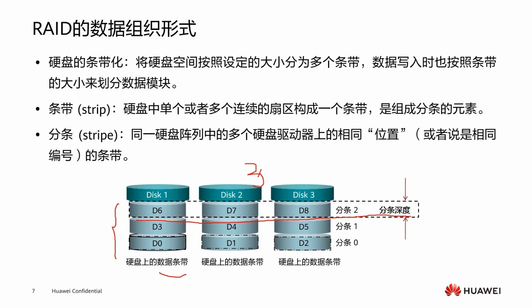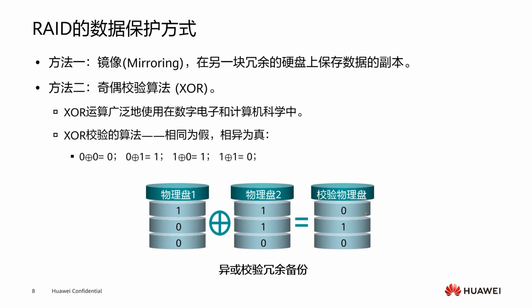RAID technology usually has 2 different ways to protect data. One way is to save a copy of the data on another redundant hard disk to improve reliability, and it can also improve read performance. The second is to use a parity check algorithm. Parity check code is additional information calculated using user data. For RAID types that use parity check, it means an additional check hard disk. Parity check uses the XOR algorithm, and its symbol is shown in the figure.